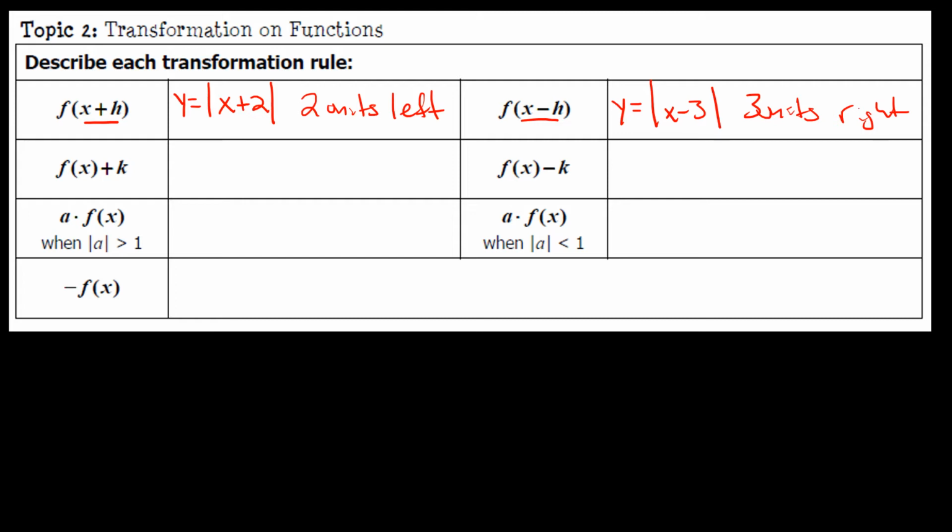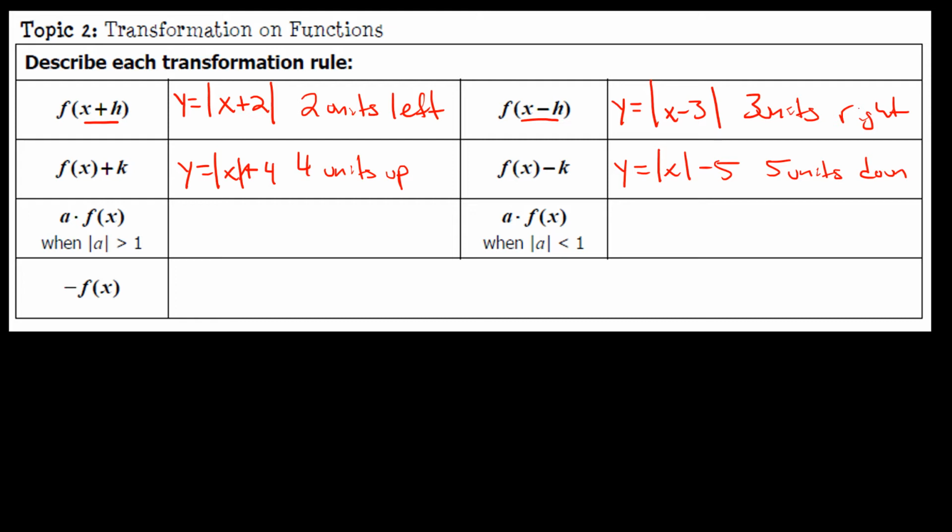Okay? For f of x plus k, if we had something like y equals the absolute value of x plus 4, well then we'd go 4 units up. If we have y equals the absolute value of x minus 5, well then we'd go 5 units down.